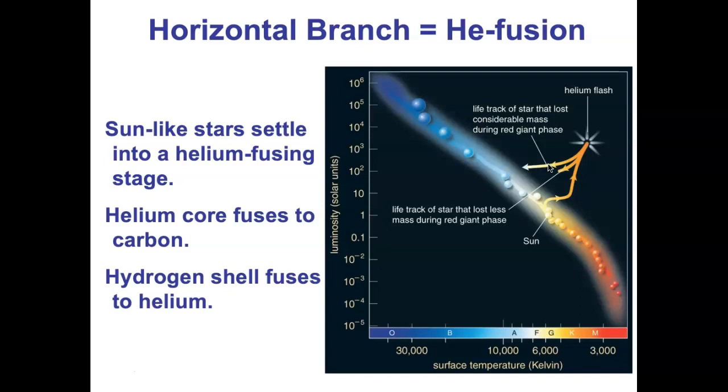These horizontal branch stars are being powered by, this extra luminosity is being powered by two kinds of nuclear reaction. The helium fusing into carbon in the core, and the hydrogen fusing into helium in that shell right on top of the core.